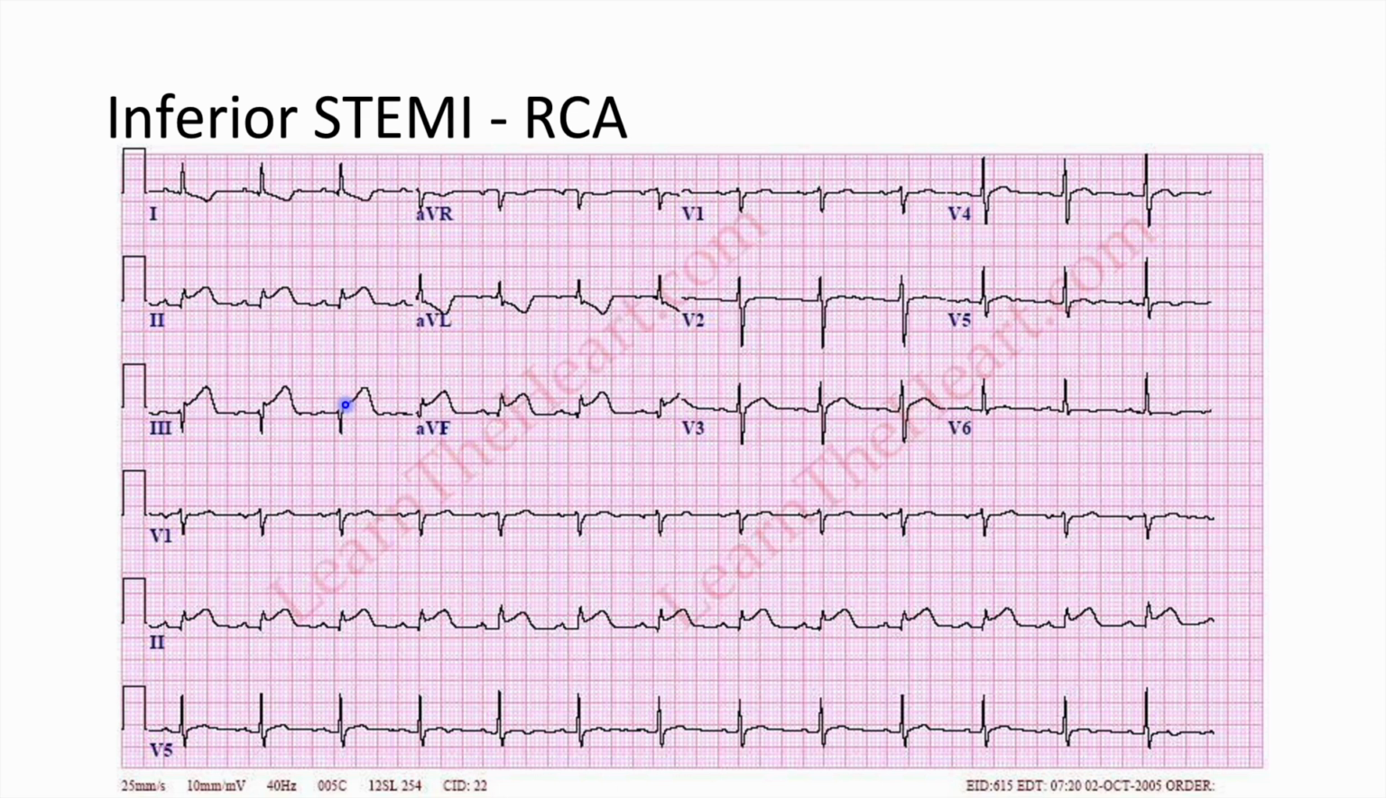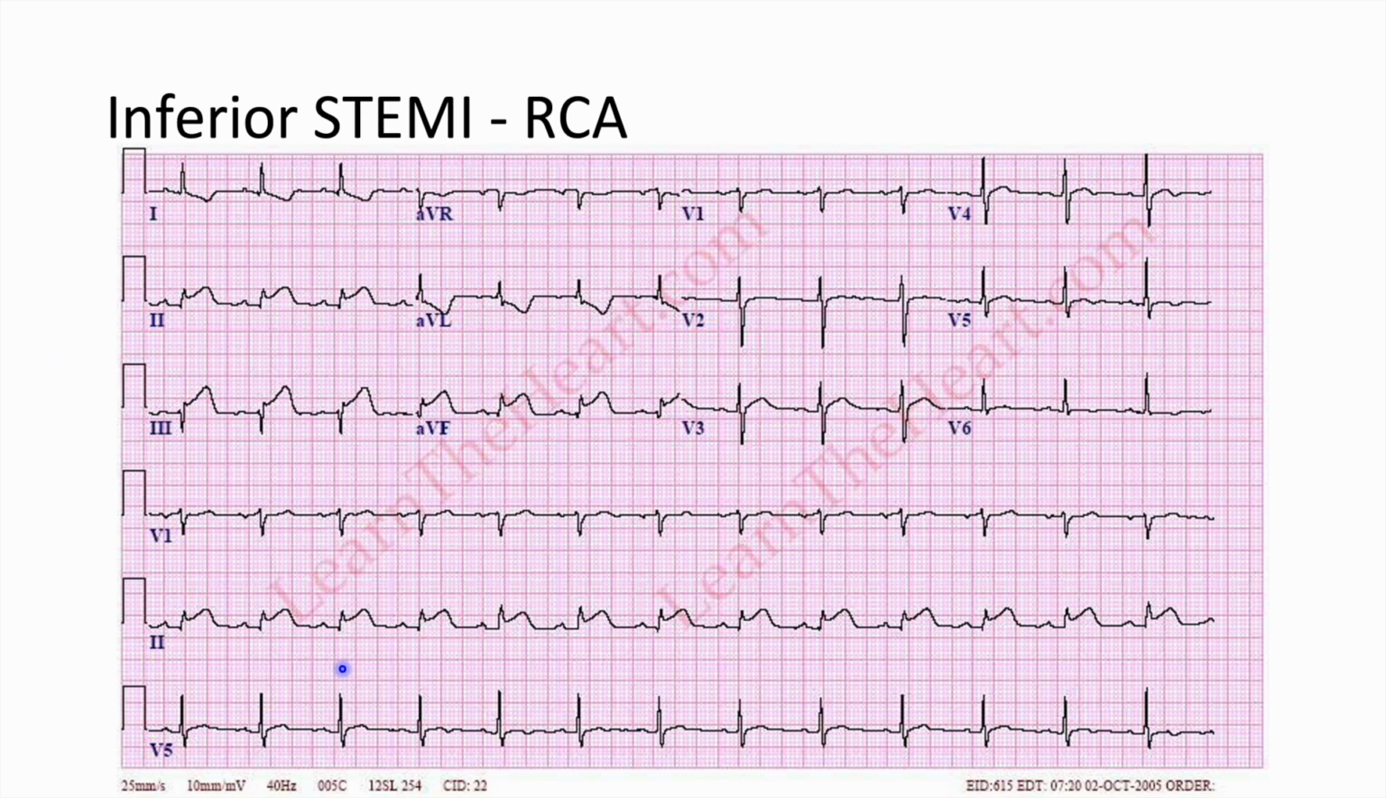And if you have a STEMI, if you have a heart attack, you want to be able to localize roughly where it is. You also need to know that if you're having a heart attack, it's because you're having occlusion of a vessel. If you have ST elevation everywhere, then it wouldn't make sense that you simultaneously had an occlusion of every vessel. That would be unlikely. And so what you need to look at here, this is an inferior STEMI.